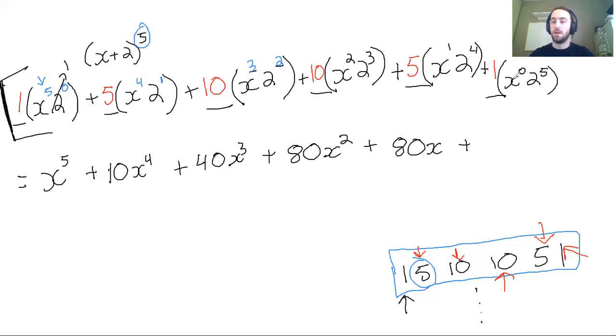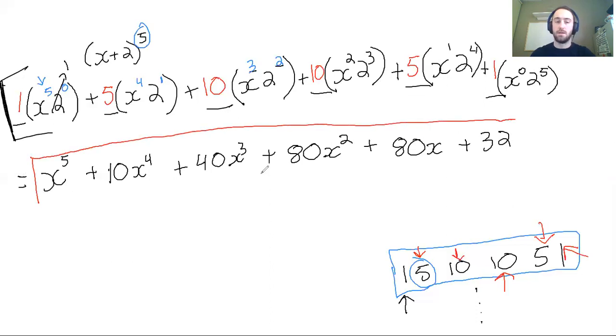And here, again, our x to the power of 0 goes to 1. So we have 1 times 1, which is 1. And then we have 2 to the 5, which is 32. So this, right here, would be our final answer. This is the simplest form of our expansion of x plus 2 to the power of 5.